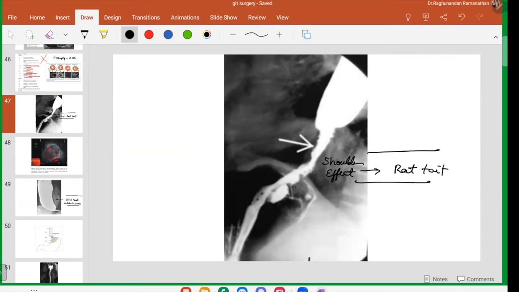This is rat tail appearance. Rat tail appearance means cancer is there. So can you see here? So all these are cancer areas. It compresses your esophagus. Okay? So this I want you to remember.